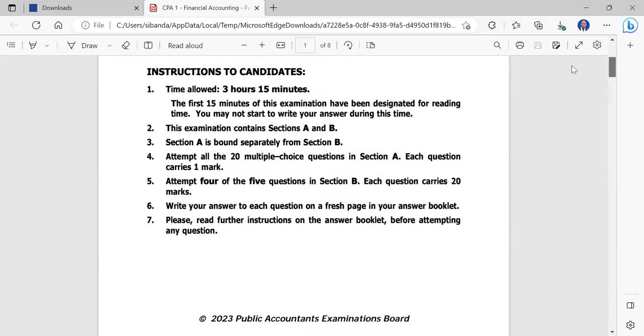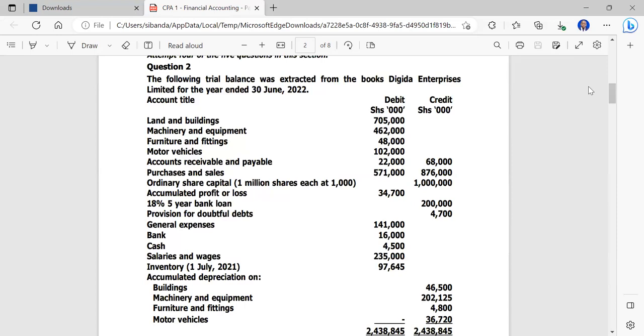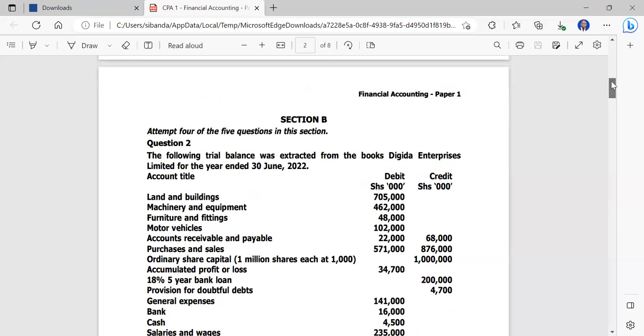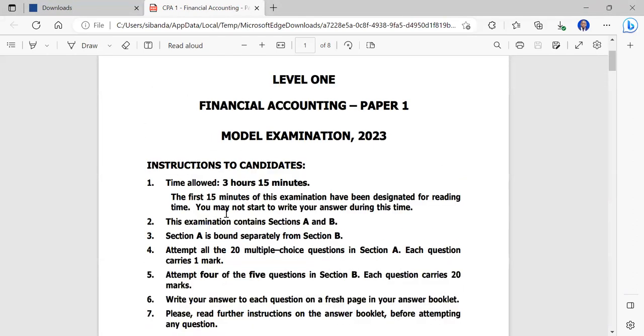Now, this is how the paper looks like. And I've just thought about something. So what we're going to do is this. Today is Thursday. Okay? Today is Thursday. Now, I'm going to request you kindly to create time and do this paper on your own.